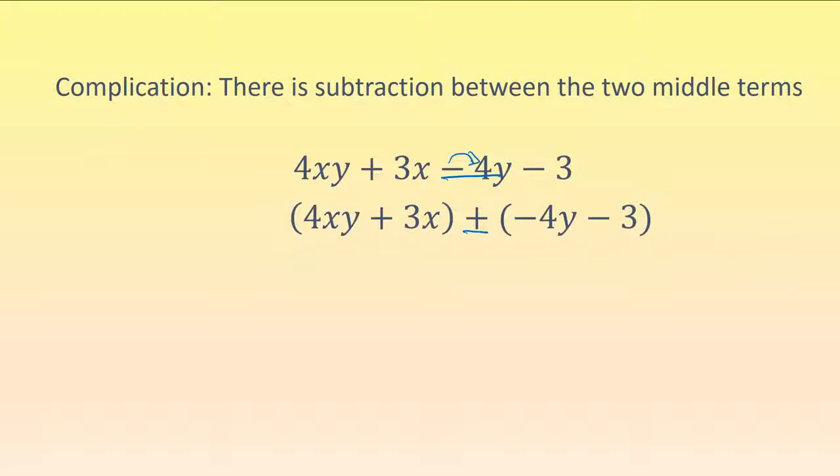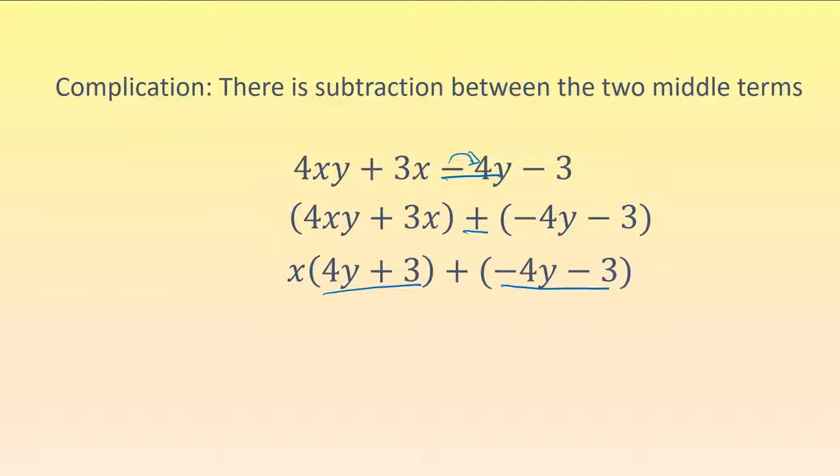The first binomial has a common factor of x, so we pull out the x and get 4y plus 3. And remember, the magic behind factoring by grouping is that we know the second binomial should match the first. So we need the second one to also be 4y plus 3. So that means we need to factor out a negative 1.